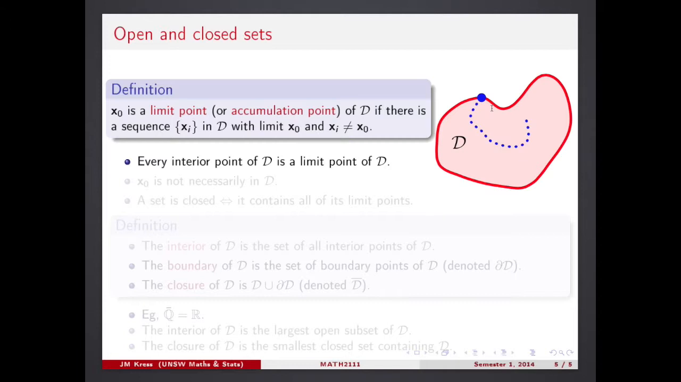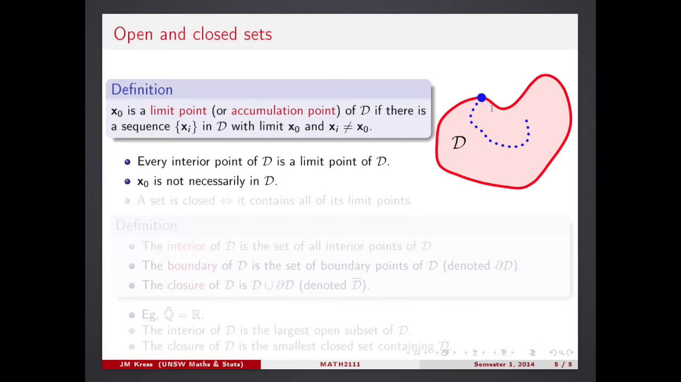Every interior point is a limit point. Why is that? Well, because the interior point comes with a ball. Within this ball, there are plenty of points which approximate your x. That's why it is the part 1. X naught is not necessarily in D. So a limit point may not be in the D itself.